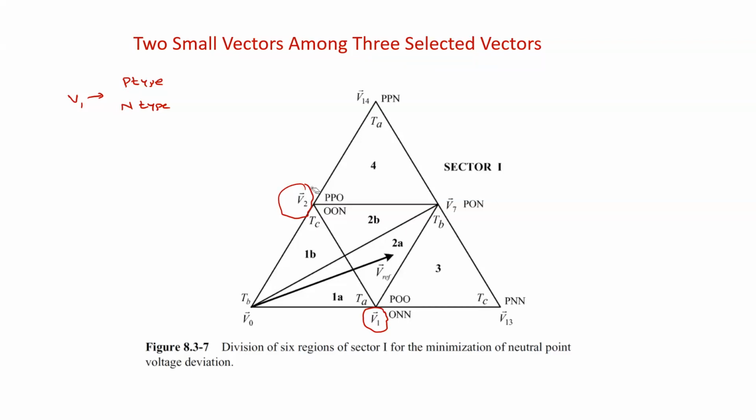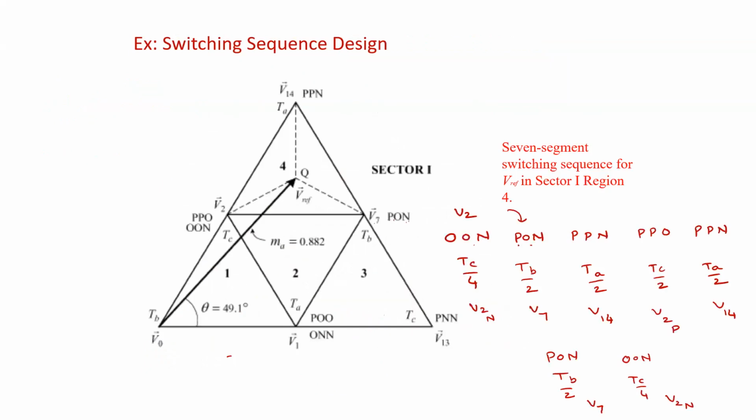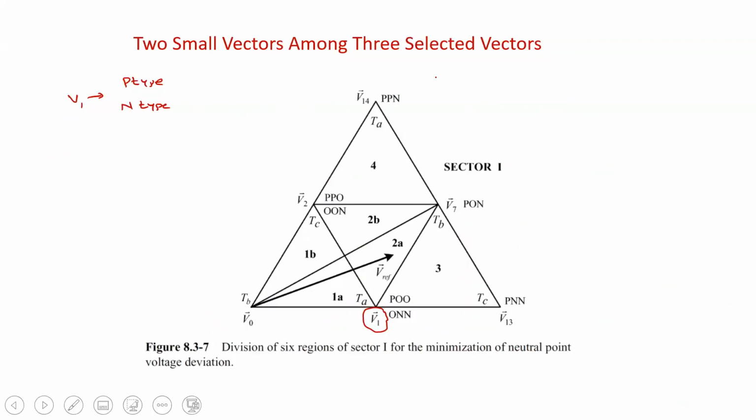Right. So how exactly will it be? Now we'll see here. Let us assume that we have the dominant vector, that is v1, right? So we'll start with 0 and n first. Okay, so turn this on for TC by 4 period of time. So we applied the V1 n type small vector.